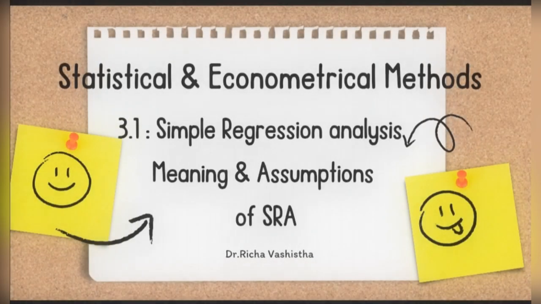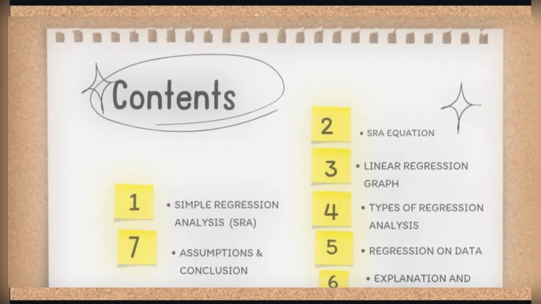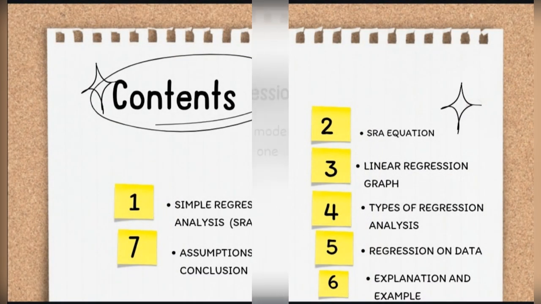So we are starting with the third unit, and we are starting with the very first topic under the Statistical and Econometrical Method series, and the topic is Simple Regression Analysis, its meaning and the assumptions. Here is the flow of how we are going to cover the topic.